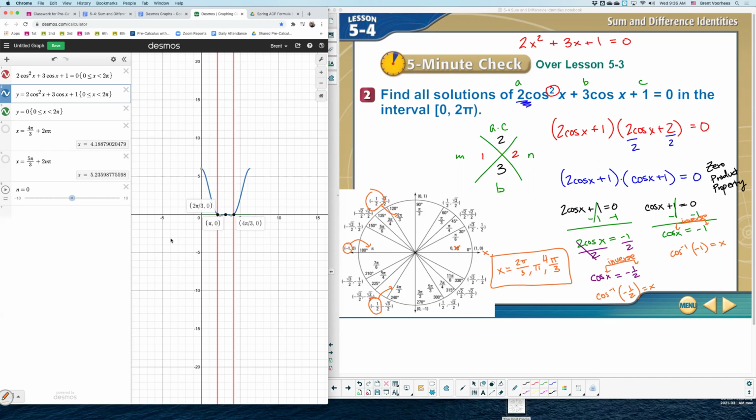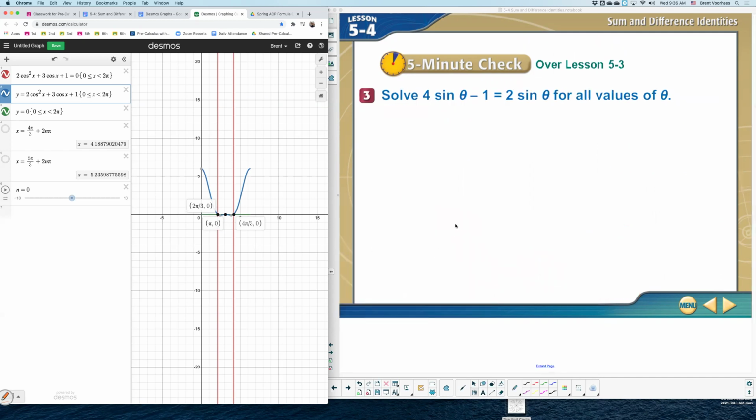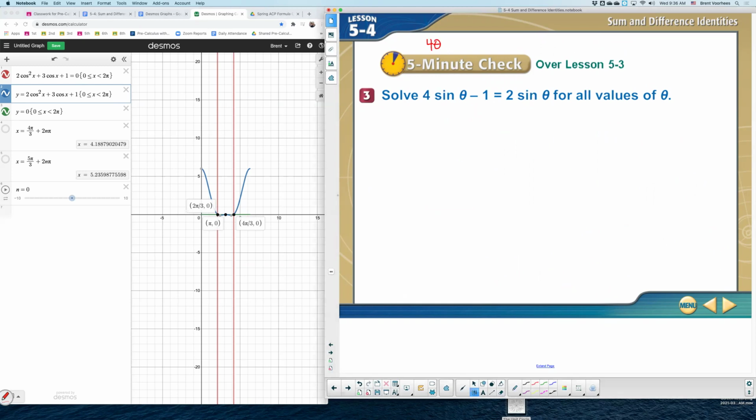All right. Number 3. It says solve for sine theta minus 1 equals 2 sine theta. So again, if I were going to treat this like algebra 1 or exchange the trig function and just treat it for a second as a theta, I would just say I have 4 theta minus 1 equals 2 theta. So they're both sine. So that's kind of the idea.